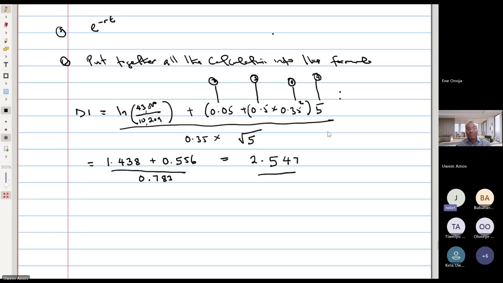Okay, yes, I've gotten it. I was multiplying through by 5 before adding the 0.05. No, because this 5 applies to everything here. So you need to add the 0.05 first before you multiply. That's why you need to follow these steps. Otherwise, you're going to miss it out. Okay, sir. Thank you very much, sir.